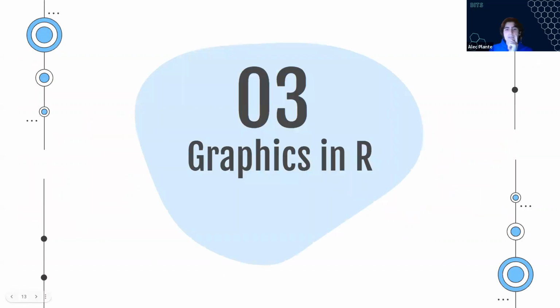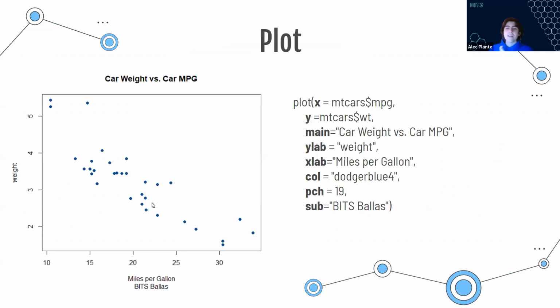Now we're going to go into graphics in R. So this is the fun part of R. As we can see here, I'm going to blow through these real quick because we're actually going to make these in the demo. So here first we have just a normal scatter plot. It's using the plot function, right?